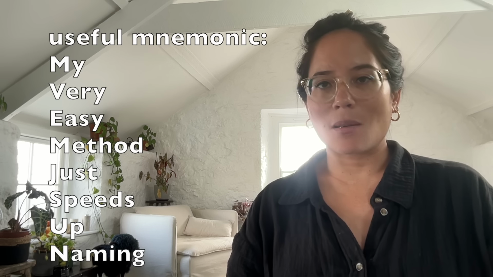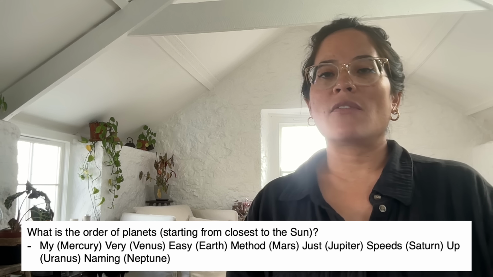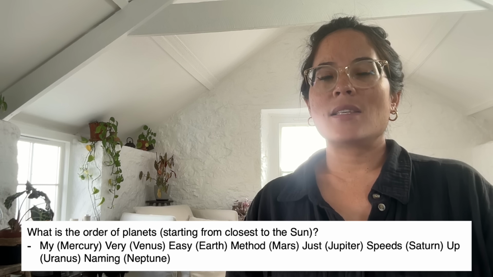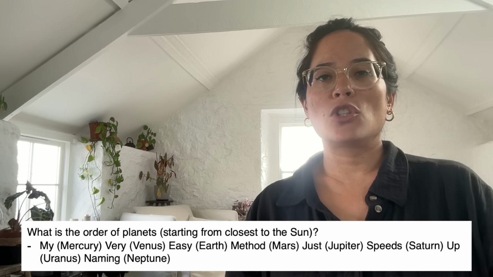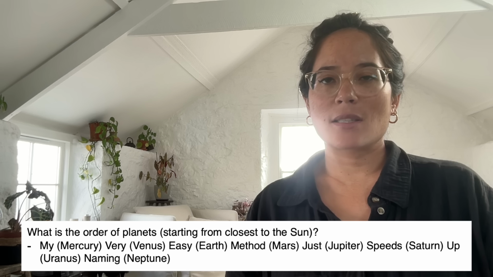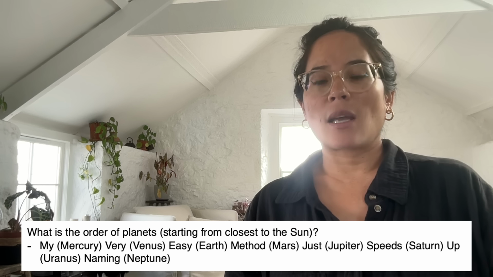So let's go through the order of the planets, starting closest to the Sun, and I'm going to use the mnemonic. My very easy method just speeds up naming in order to remember the order. So we'll go through the order of planets, starting closest to the Sun. My stands for Mercury, very is Venus, easy is Earth, method is Mars, just Jupiter, speeds Saturn, up Uranus, naming Neptune.